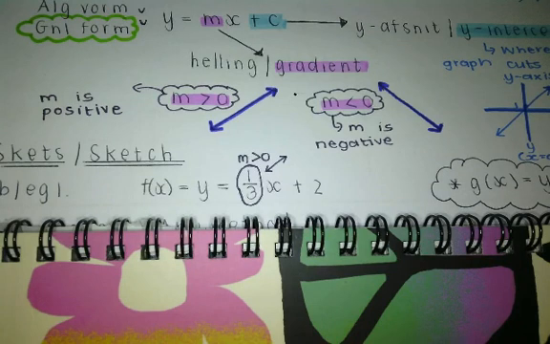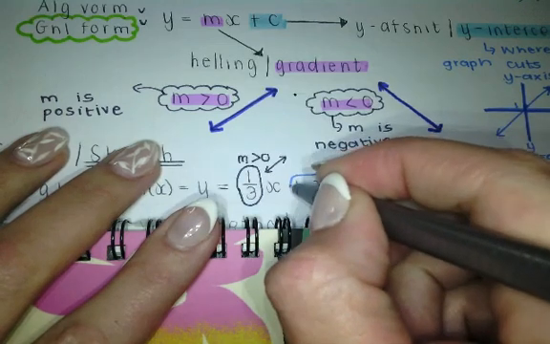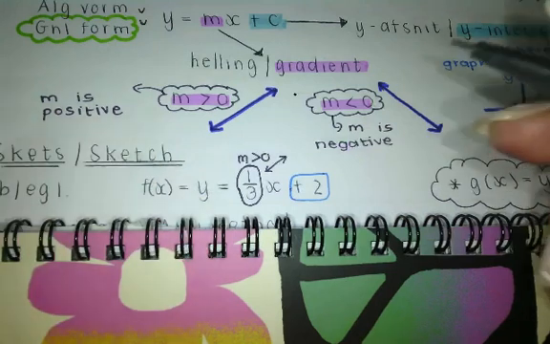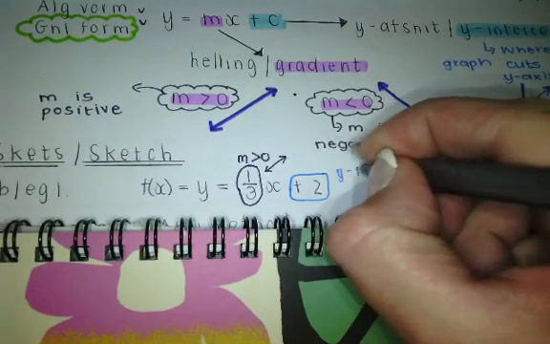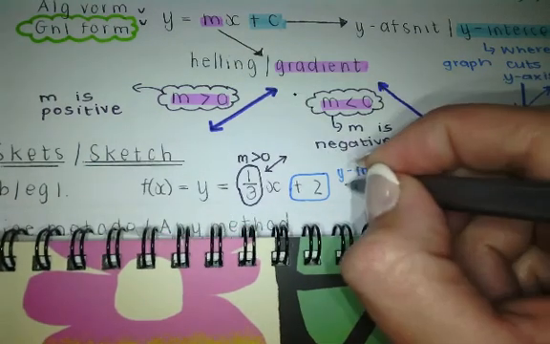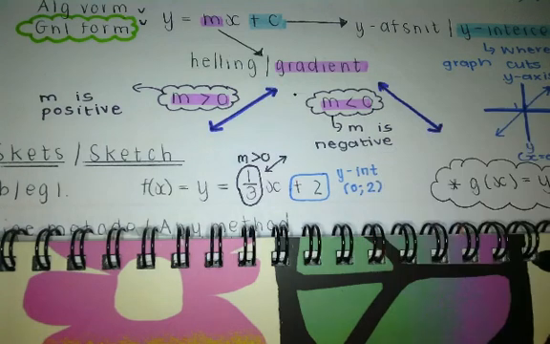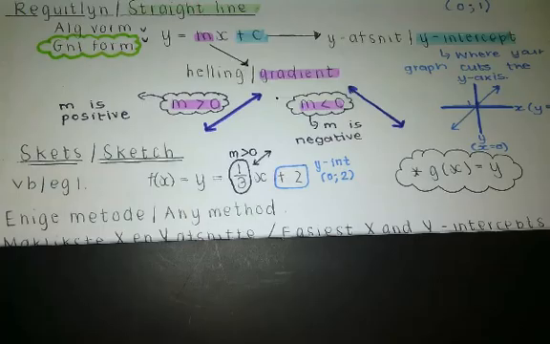The second thing is our y-intercept. Okay, and our y-intercept is that plus 2. Okay, that means our graph is going to cut the y-axis at 2. Okay, so this is our y-intercept. If I had to write my y-intercept as a coordinate, how would I write that? 0, 2. Because remember, with the y-intercept, x is always 0.